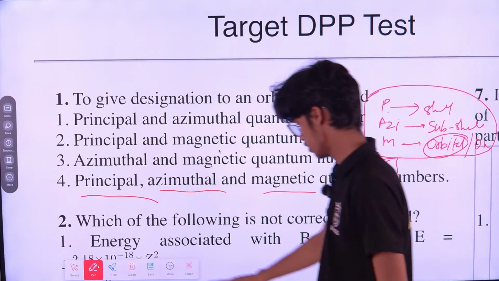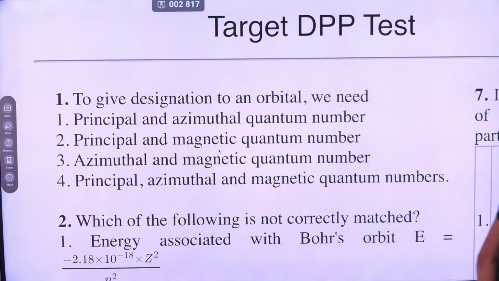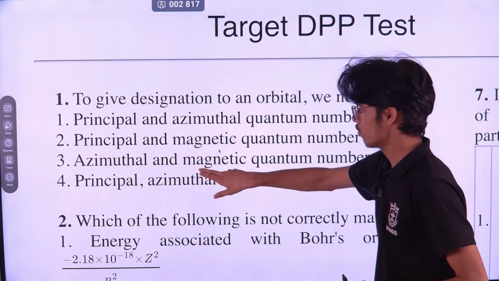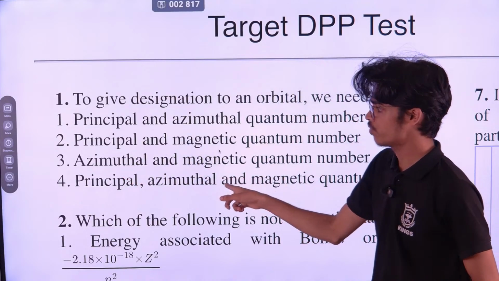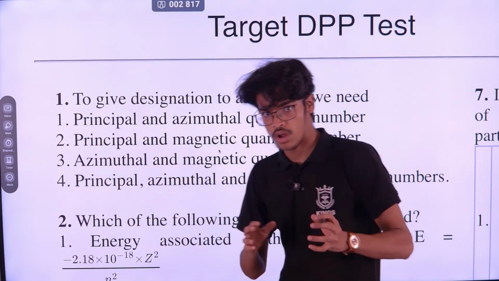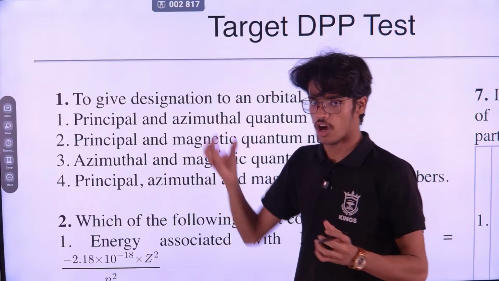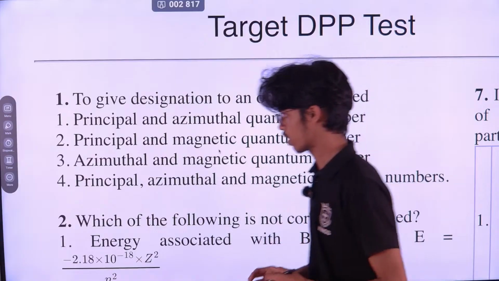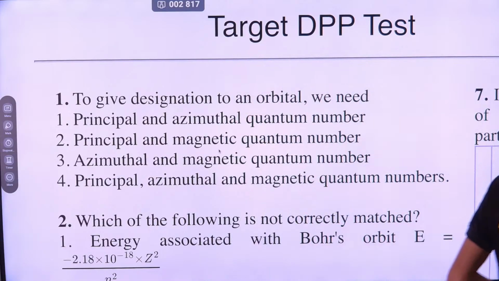So for this question, Priya, you are right. Let's see who has answered. Question number 1, option 4, Priya is right. Shraddha, you have chosen the third. No, we do need the principal as well. If you have azimuthal and magnetic quantum number, but you are missing principal, you will not know which shell this orbital belongs to. So we need the principal quantum number also. Got it? I hope you're done with this question, right?